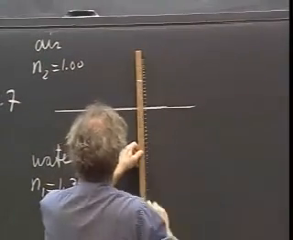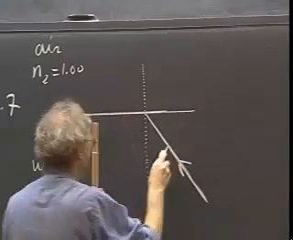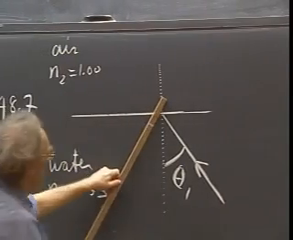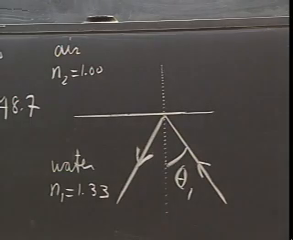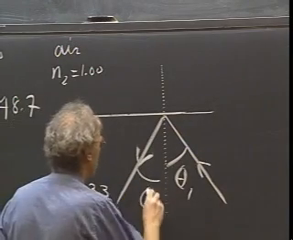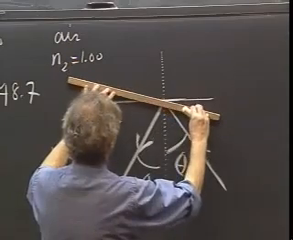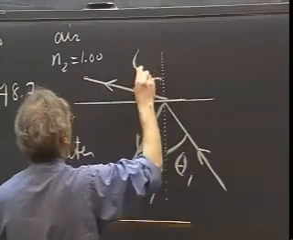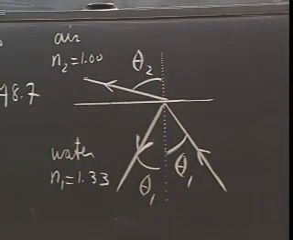So here is now light coming in. This now, by my definition, is theta 1. That's the angle of incidence. And so this now, by my definition, is the angle of reflection, which is also theta 1. And then here, in this medium, in air, you will have light coming out at an angle which we now call theta 2. And you can apply Snell's law to find these angles.